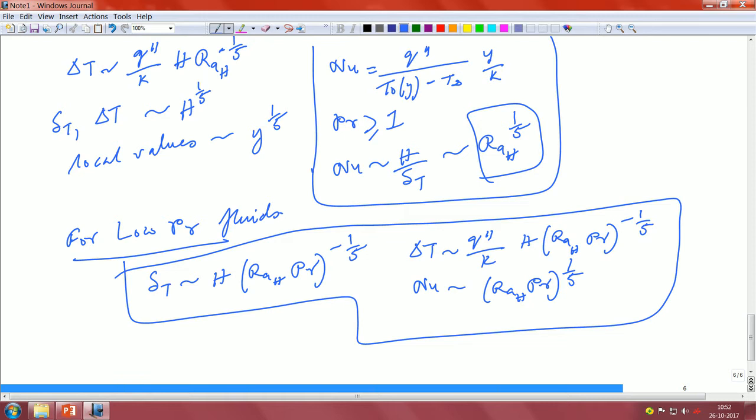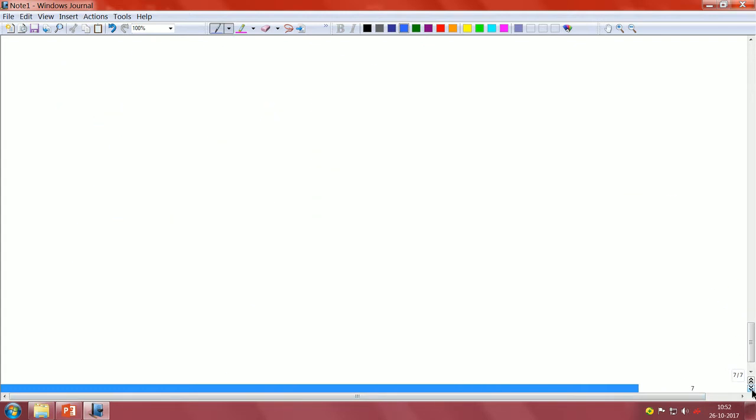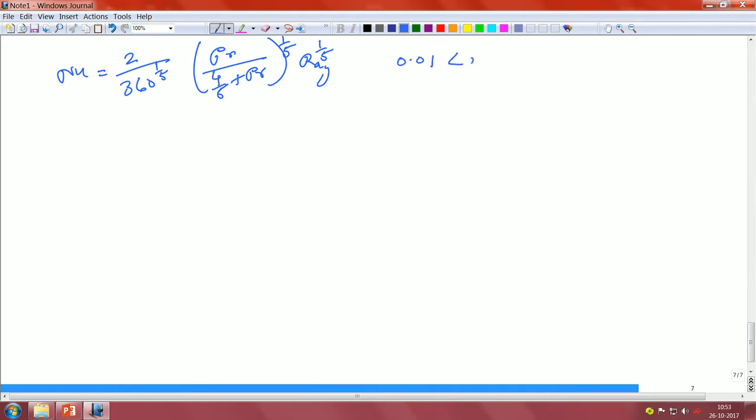The validity of the scaling results can be checked by more rigorous analytical solutions. So, one such analytical solution, which is valid across a range, was reported by Sparrow. This is like an adequate curve fit, okay, and this is valid in the range of 0.01 less than Prandtl number less than 100, about that.